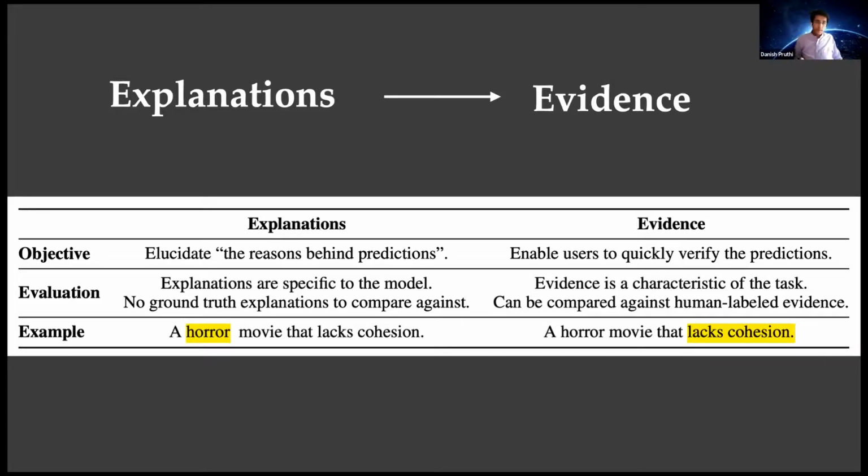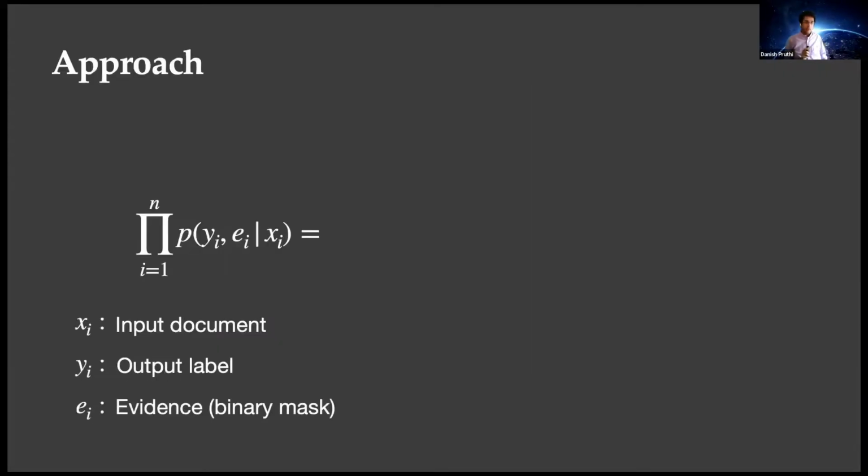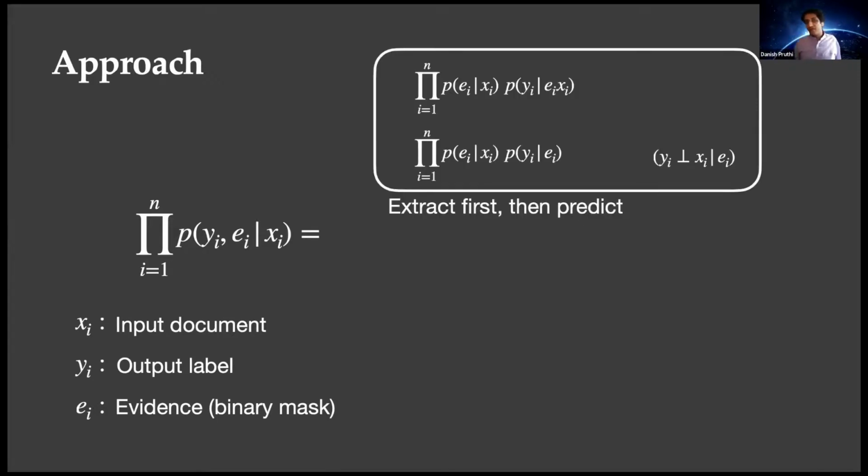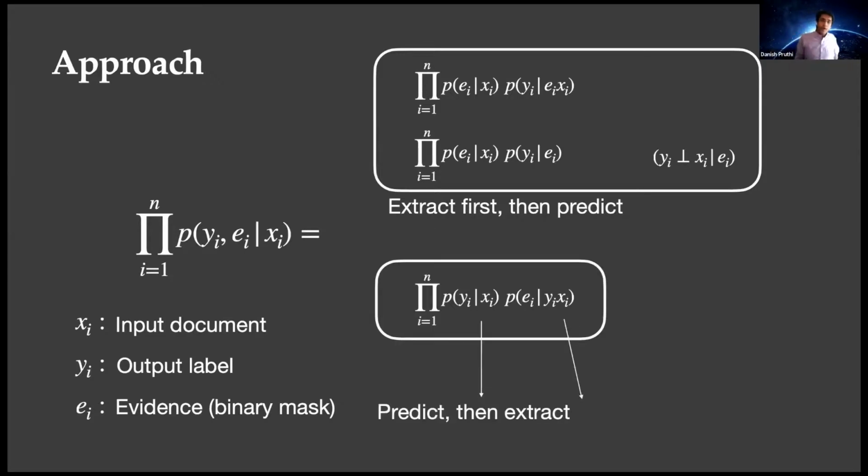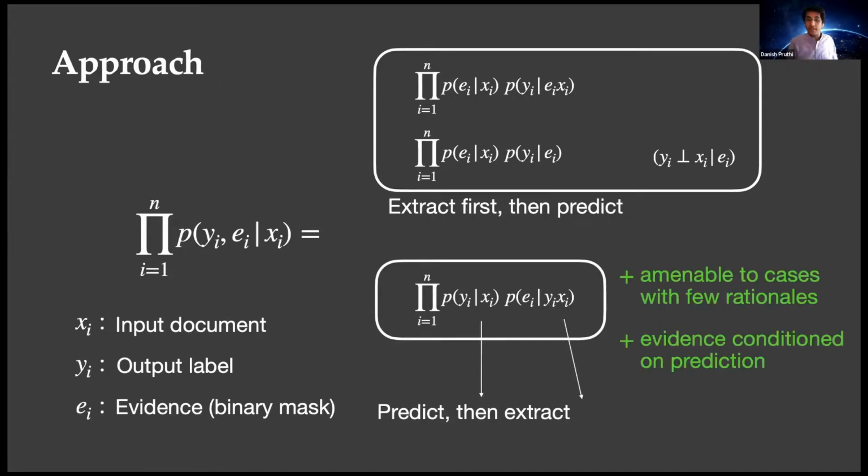Okay, so moving on. The approach that we take here is that we are jointly trying to model both the label and the evidence. Evidence is just a binary mask which points out which token is a part of evidence versus which is not. There are two ways to factorize it. One is that you extract first and then you predict. This is what a lot of interpretability literature does: they extract and localize first, and using that they predict. The other thing that you can do is predict first and then extract.